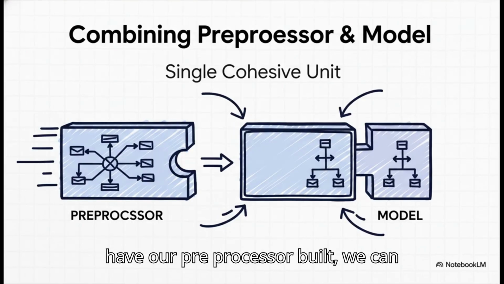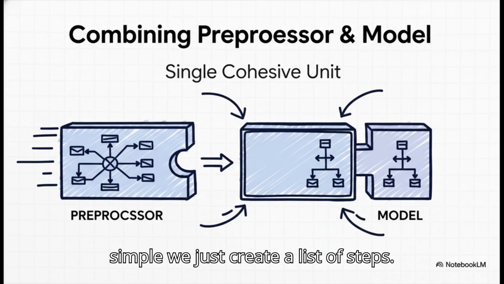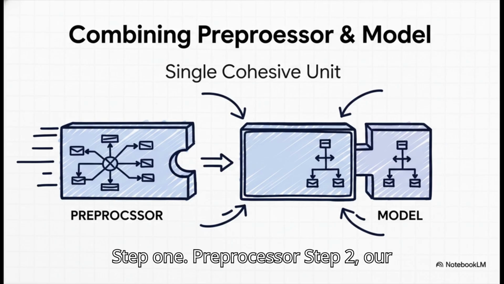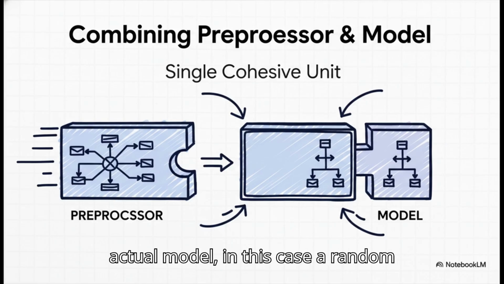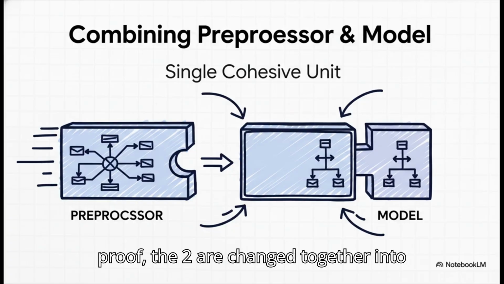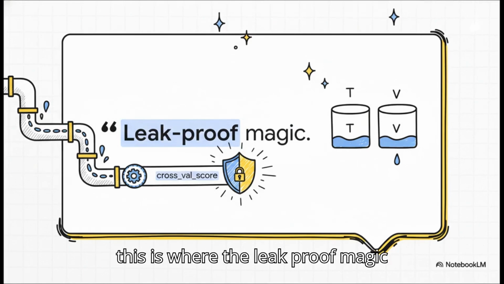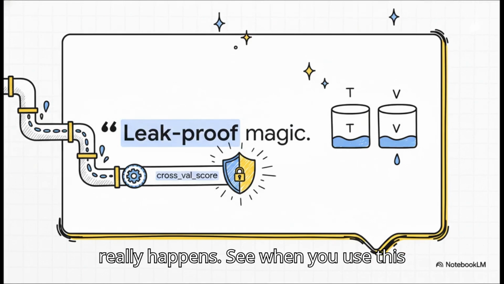Now that we have our preprocessor built, we can assemble the full pipeline. And it's so simple. We just create a list of steps. Step 1, our preprocessor. Step 2, our actual model, in this case, a random forest classifier. And just like that, poof, the two are chained together into one powerful unit. And this right here, this is where the leak-proof magic really happens.